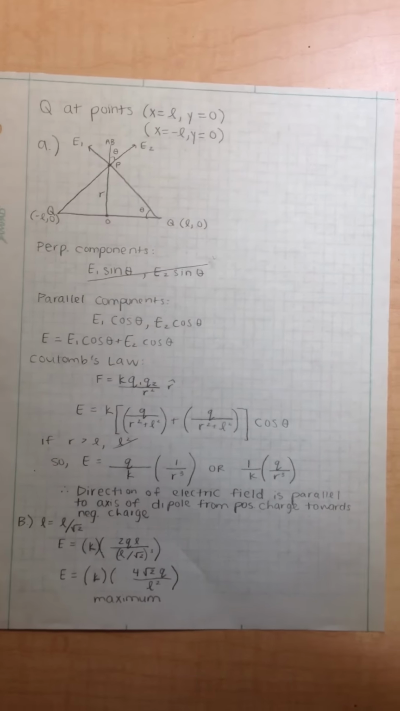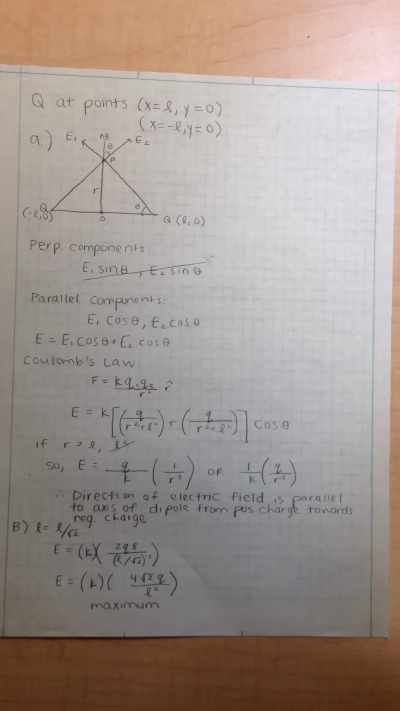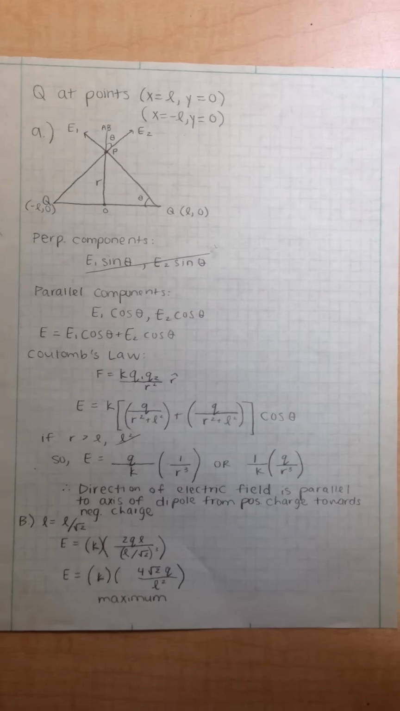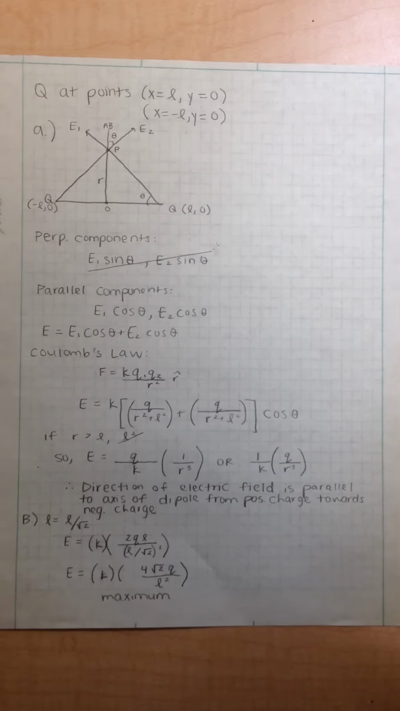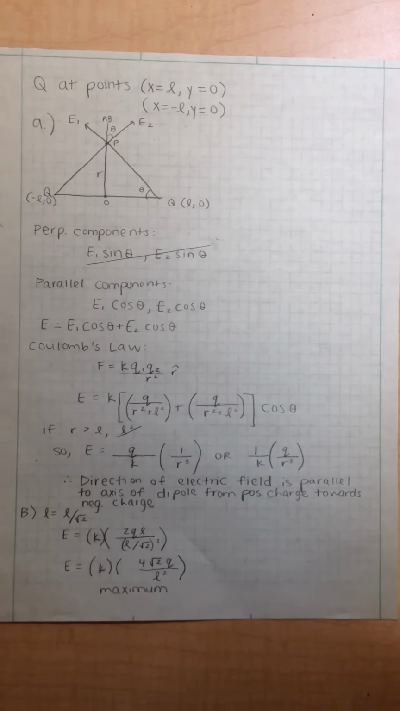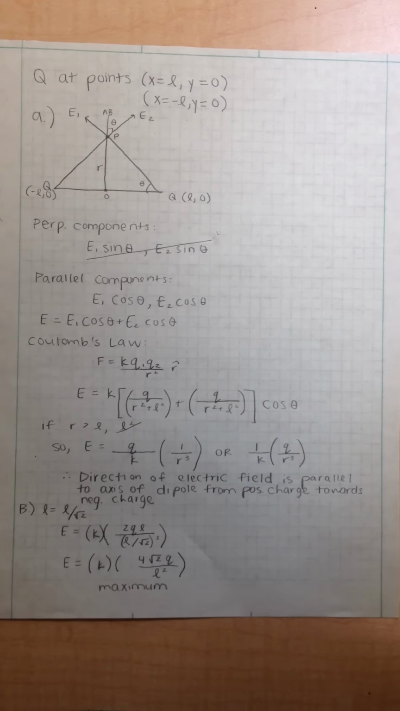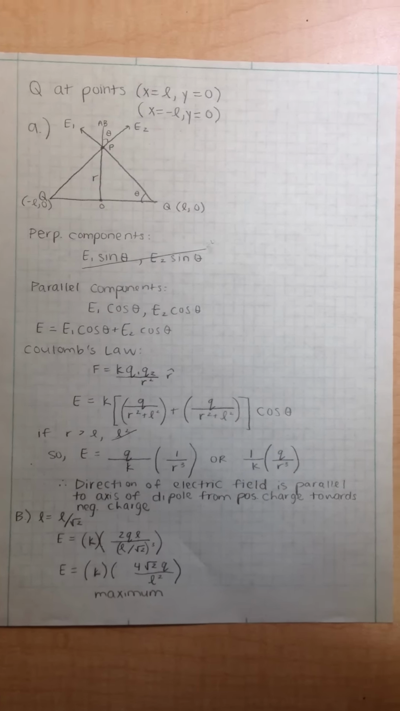Therefore, the answer to part A was that the direction of the electric field is parallel to the axis of the dipole from positive charge towards negative charge. The answer to part B is that the field indeed is a maximum at y equals plus or minus L over square root 2.